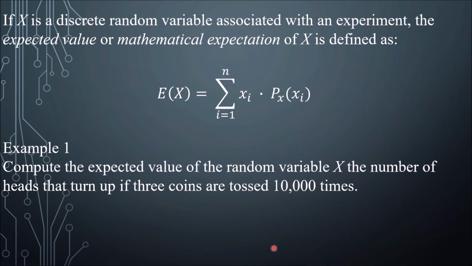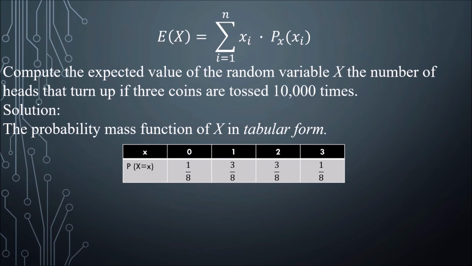Example number 1, compute the expected value of the random variable X, the number of heads that turn up if 3 coins are tossed 10,000 times. So this is the probability mass function. 0 heads, the probability is 1 over 8. 1 head, the probability is 3 over 8. 2 heads, the probability is 3 over 8. And 3 heads, the probability is 1 over 8. So that's the probability mass function.